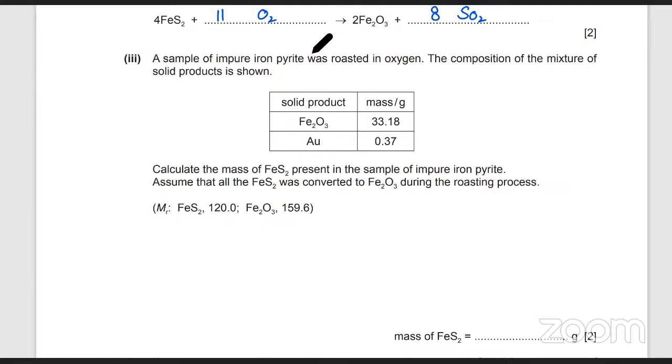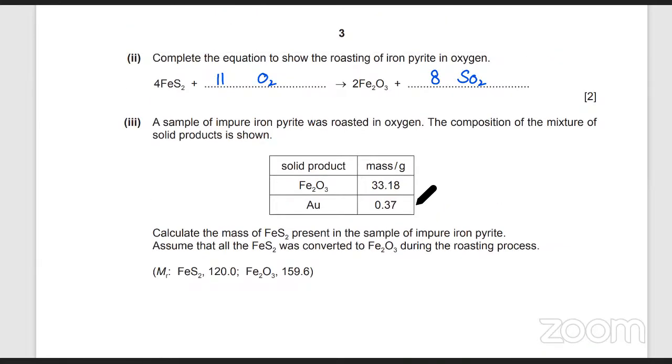The next part is a sample of iron pyrite was roasted in oxygen. The composition of the mixture of solid products is shown. So you're getting Fe2O3, you're getting Au. Calculate the mass of FeS2 present in the sample of impure iron pyrite. Assume that all the FeS2 was converted into Fe2O3 during the roasting process. So the assumption is that all the FeS2 in the iron pyrite got converted into Fe2O3. So निकालना क्या है? Calculate the mass of FeS2 present in the sample, as the composition of the mixture of solid products is shown.